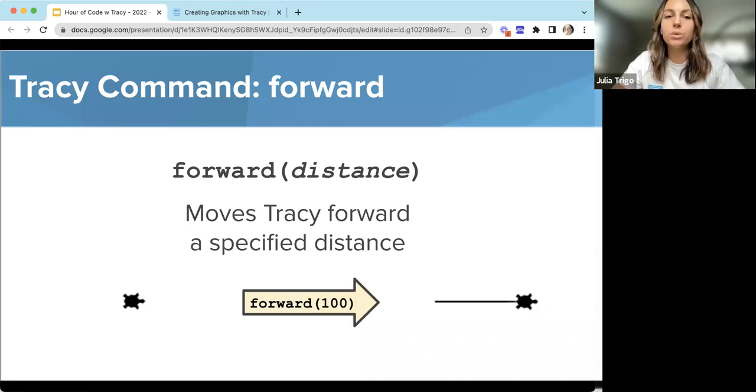And it's really important when we're using any programming language to make sure that we are focusing on spelling, capitalization, and punctuation. So if we write forward and we forget the R, which happens a lot, she's not going to know what that means. We need to make sure we spell forward correctly. We need to make sure that it is written in all lowercase letters. And we need to make sure we have those parentheses with a number inside. So in this case, we see we have Tracy on the left. Then we give her that command forward 100. And then we see she moves forward 100 pixels and we see that line behind her. That's the trail that she is drawing.